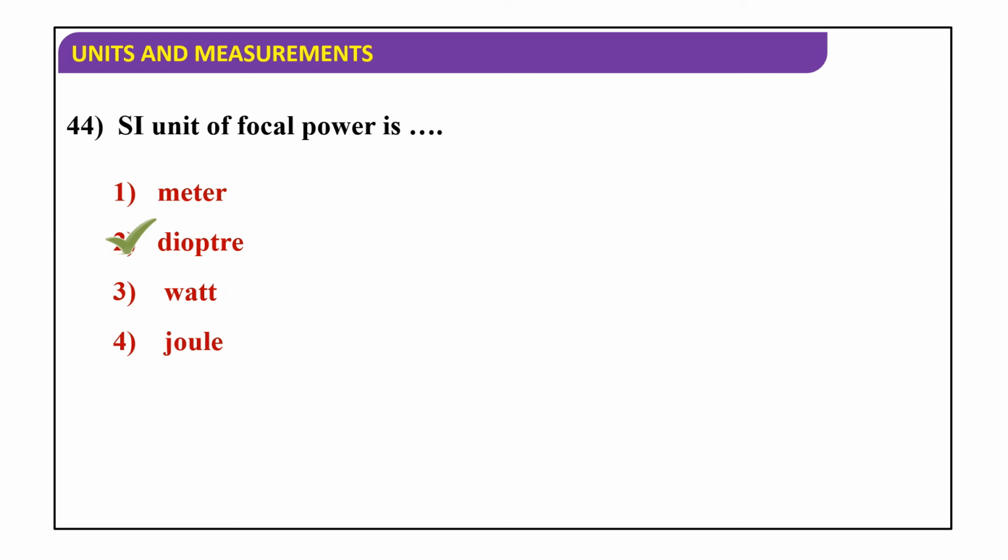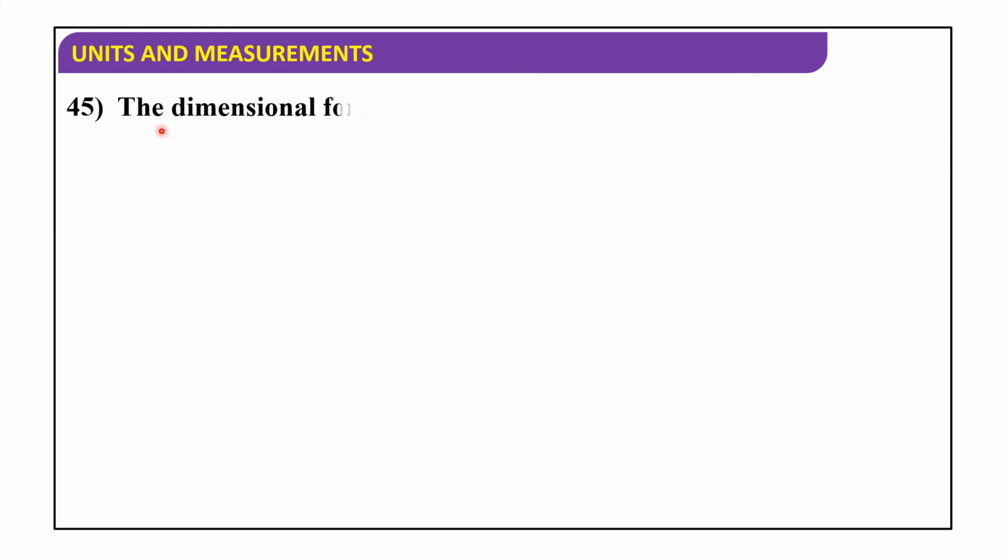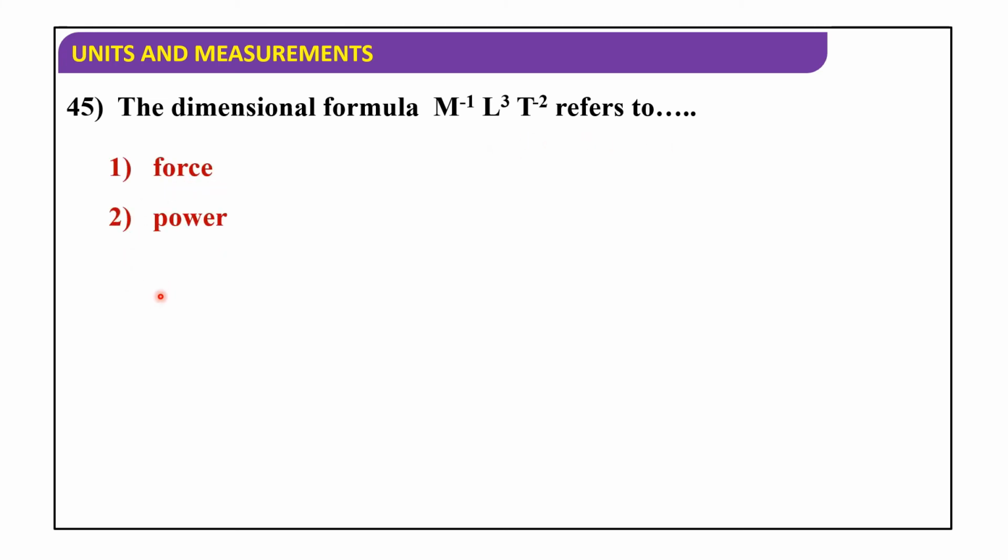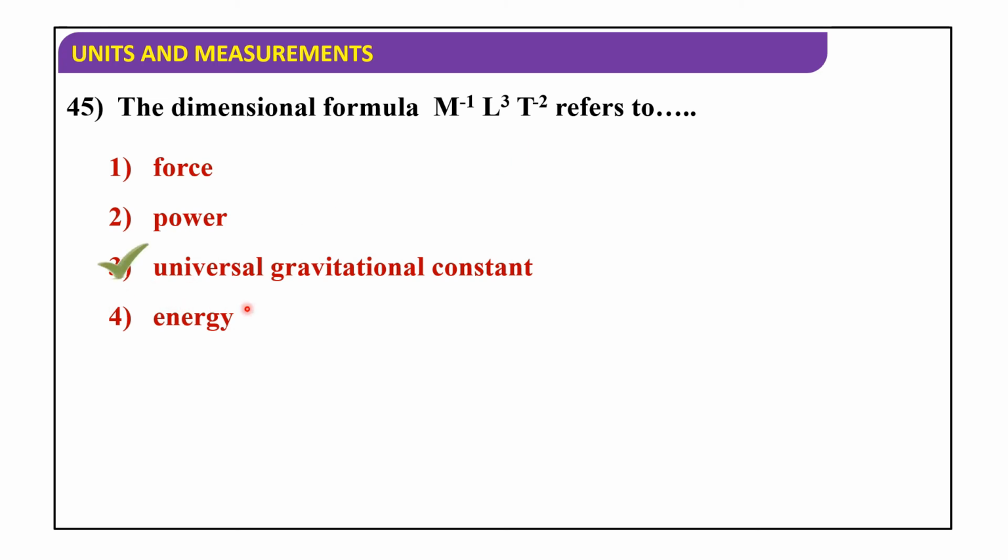Okay. Next, the dimensional formula M to the power of minus 1 L cubed T to the power of minus 2 refers to: force, power, universal gravitational constant, or energy. The dimensional formula M to the power of minus 1 L cube T to the power of minus 2 refers to the universal gravitational constant.